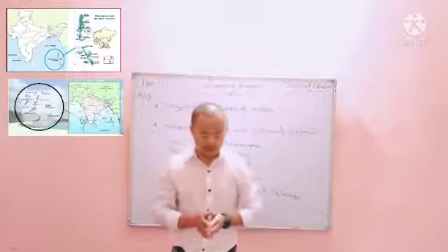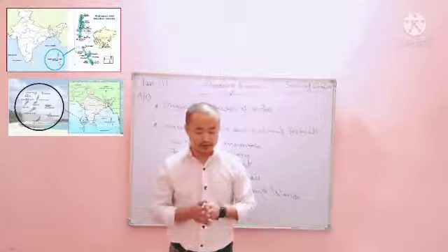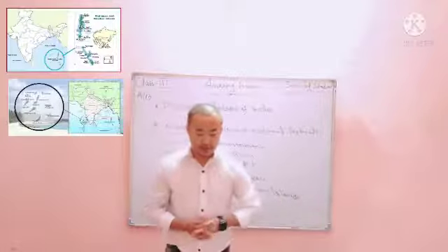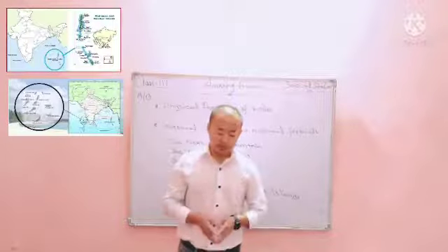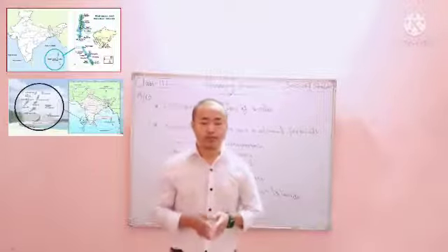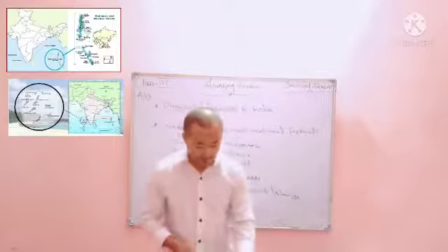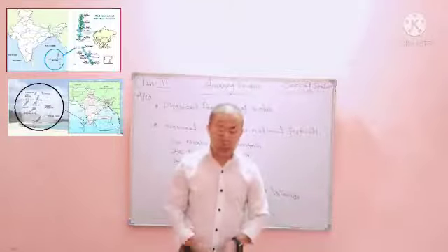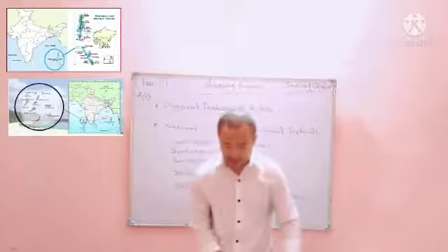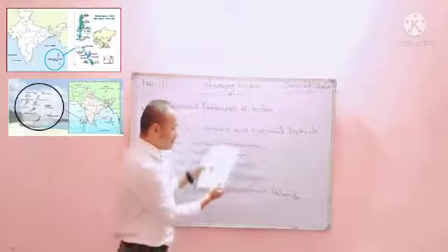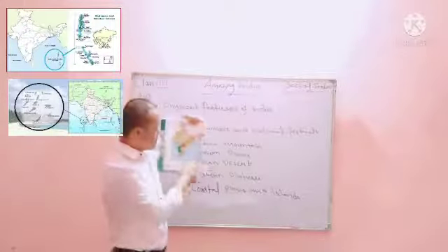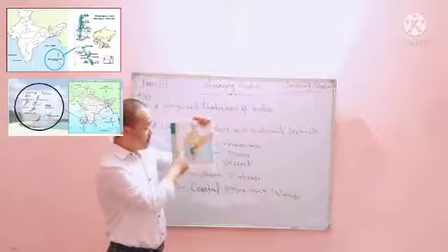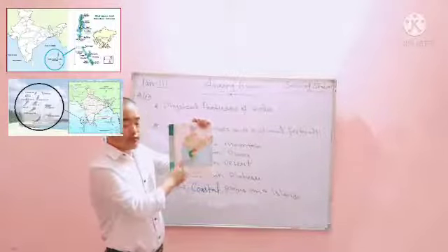In the Bay of Bengal, there is a group of islands called the Andaman and Nicobar Islands, and Port Blair is the capital of the Andaman and Nicobar Islands. In the Arabian Sea, there is another group of islands called the Lakshadweep Islands. So the Andaman and Nicobar Islands are in the Bay of Bengal, and the Lakshadweep Islands are in the Arabian Sea.